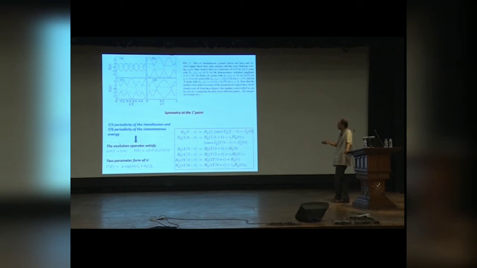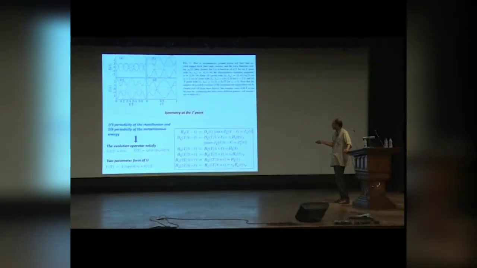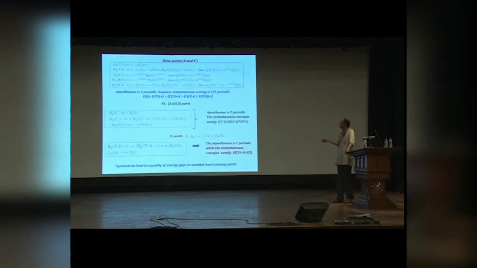So we analyze the symmetry. So in the gamma point, it turns out, and this can be shown analytically, which is there in our paper, the Hamiltonian turns out to be T by 3 periodic. It's not T periodic. And the instantaneous eigenenergies have T by 6 periodicity. So the point is that at the gamma point, the symmetry of the Hamiltonian and equivalently the unitary evolution operator is lower, so it has a lower periodicity compared to the drive time period, and that would be important.